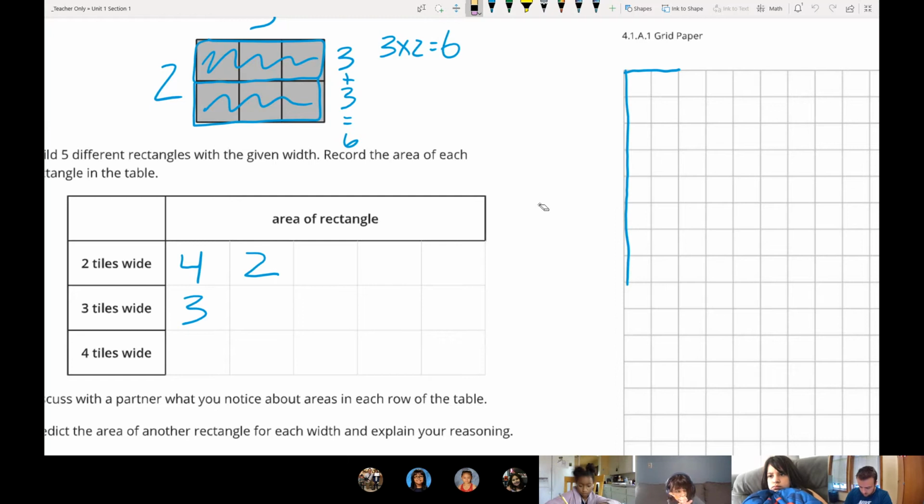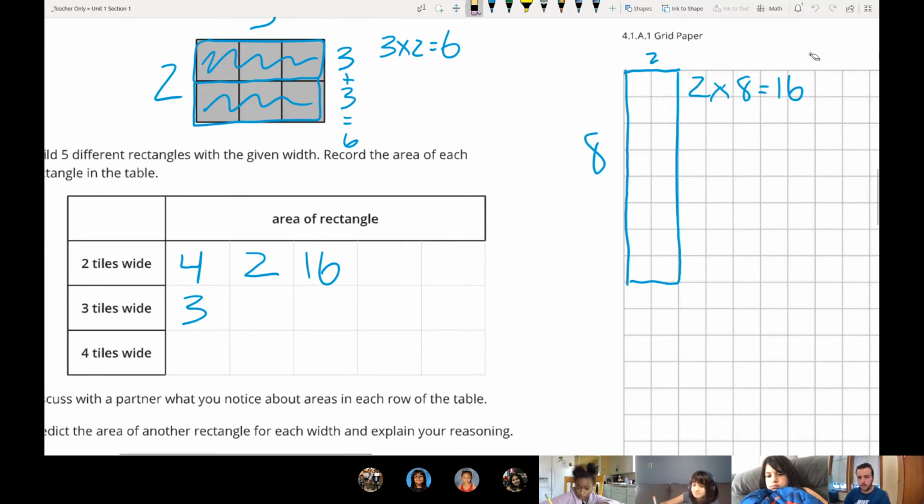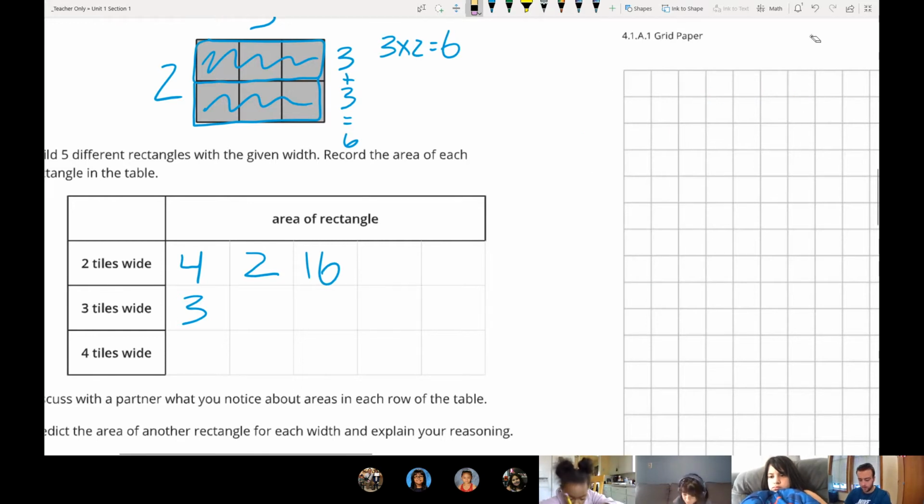Yeah, let me get this drawn out correctly. So 2 there, 8 there, 2 times 8 equals 16. Very good. All right, you want to give us another one, or want to come up with one together?